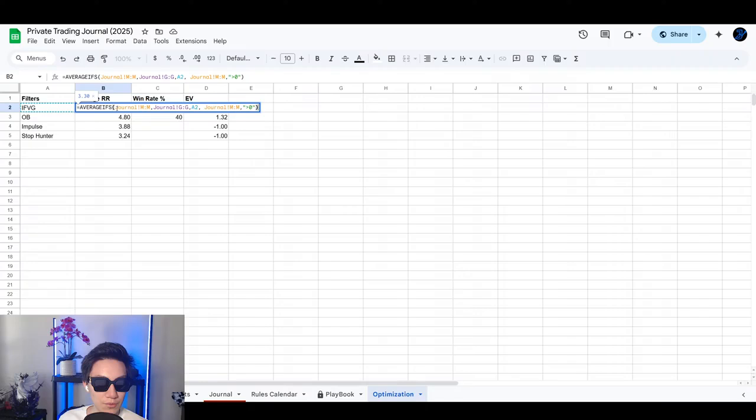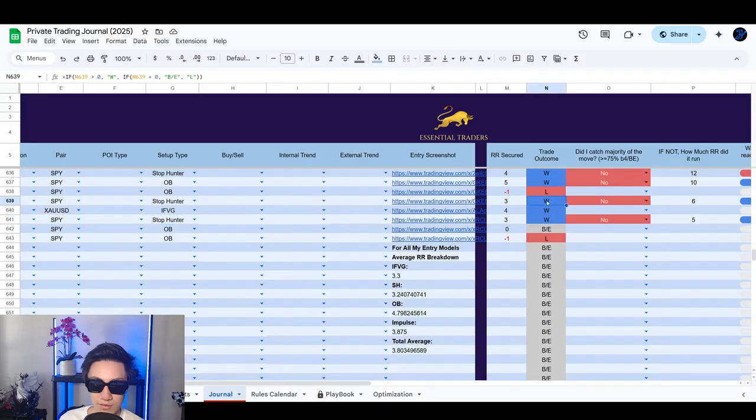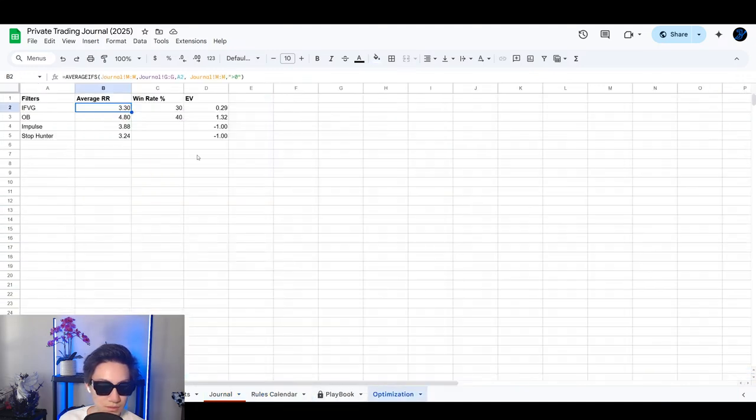So for the win rate, all we have to do here is just take the average. We would have to look through W and L here. So we have to go off of this, but I don't know if this is gonna work because this is a formula here. Let's see how we can do this. Okay, so if you just get rid of these for a second here.